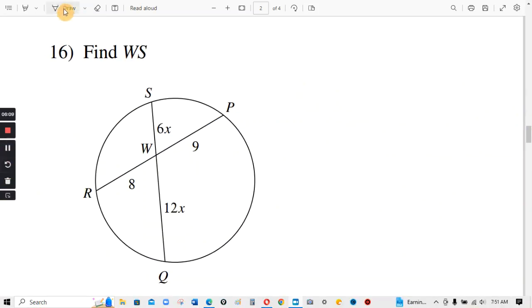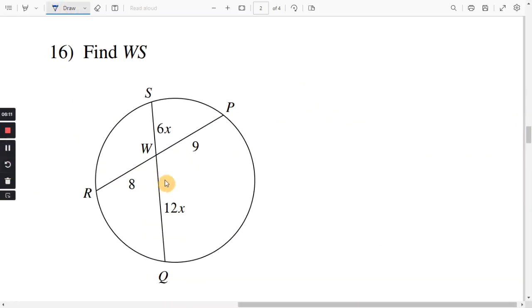Okay, you can do number 16 on your own, but I'll give you a hint. When you multiply these two segments here, you're going to get x squared, and you're going to have to take the square root of both sides at the end to solve for x. Then, of course, you plug it in to find WS right here.